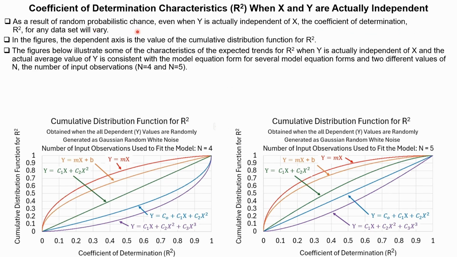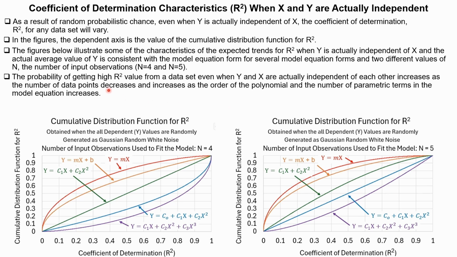As a result of random probabilistic chance, even when the dependent variable is totally independent of the independent variable, the r-squared value can vary with every data set. The figures below show the cumulative distribution function for r-squared for different cases. Both figures are attained when the dependent variable values are all randomly generated. The figure on the lower right was when the number of observations was 5, and the blue curve on this graph was discussed in the previous slide. The figure on the lower left is when the number of observations was 4.